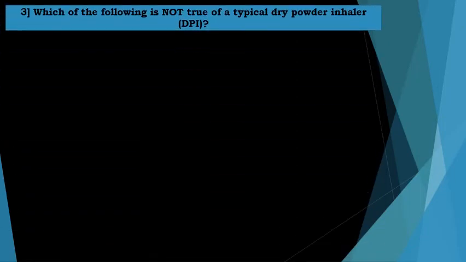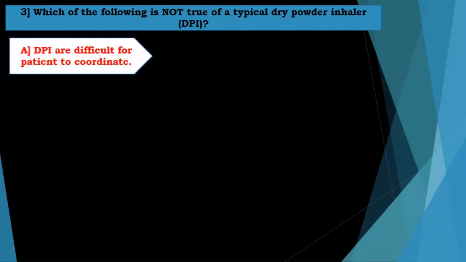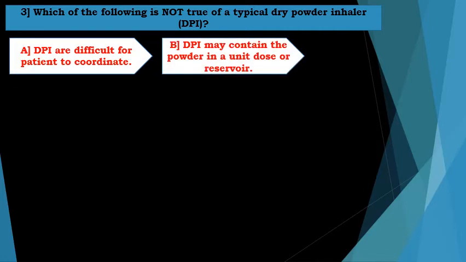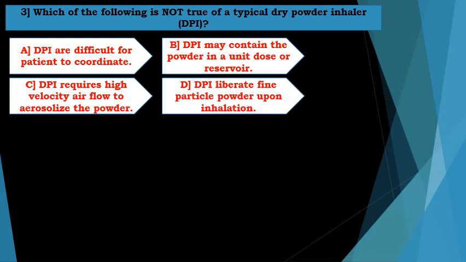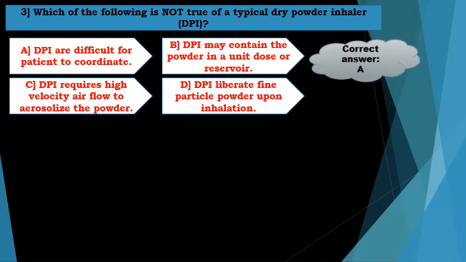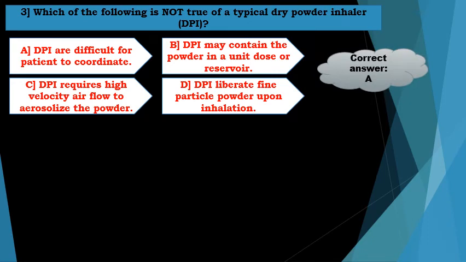Next question: which of the following is not true of a typical dry powder inhaler? A. DPI are difficult for patient to coordinate. B. DPI may contain the powder in a unit dose or reservoir. C. DPI requires high velocity airflow to aerosolize the powder. D. DPI liberate fine particle powder upon inhalation. So the correct answer is option A. Instead, DPIs avoid the difficulty of coordinating inhalation with device actuation that may be experienced with pressurized metered dose inhalers.